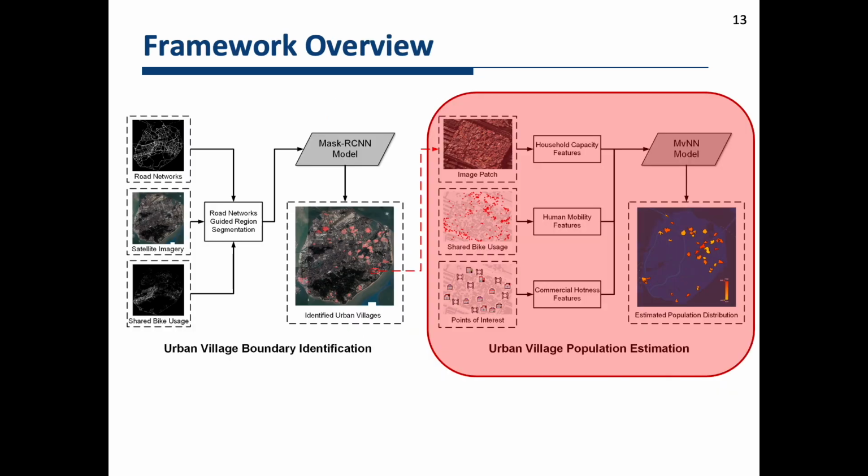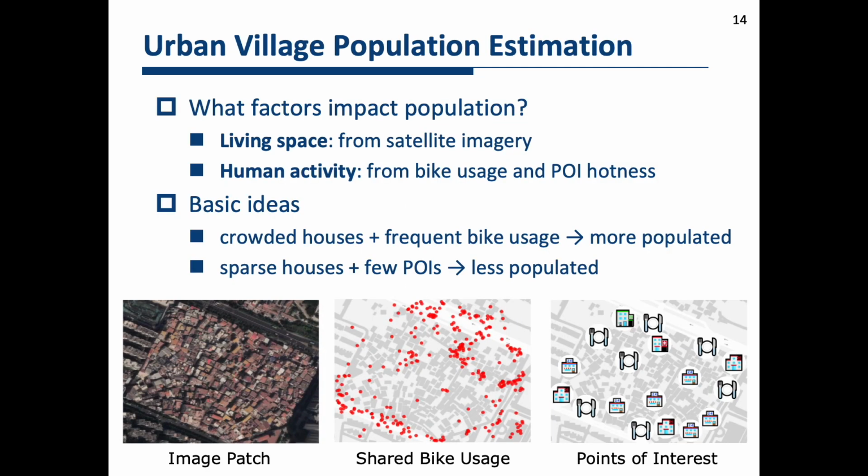urban village population estimation. We consider the factors impacting urban village population from the following two aspects. The first one is the living space, which can be estimated by counting the number of houses from satellite imagery. The second factor is human activity intensities, which can be estimated from bike usage and POI hotness. Therefore, our basic idea is that if we see an urban village with crowded houses and frequent bike usage, we can infer that there might be more population in this urban village.